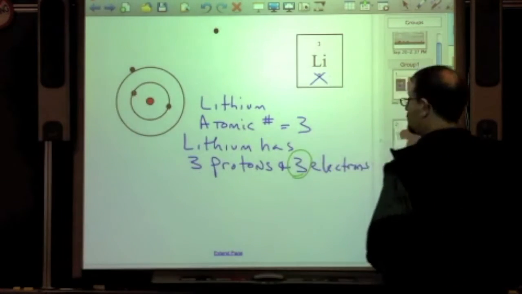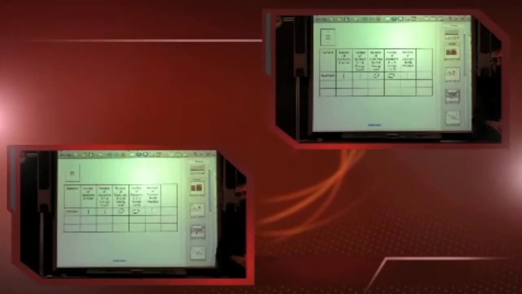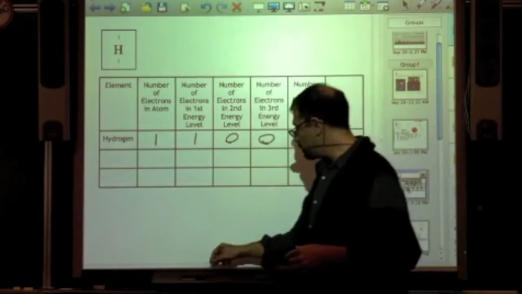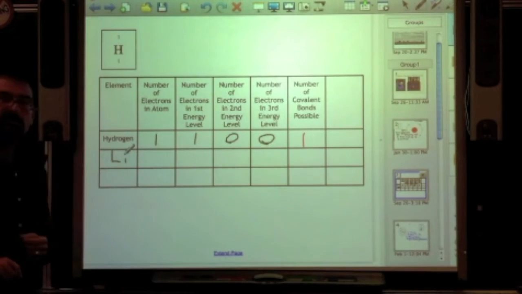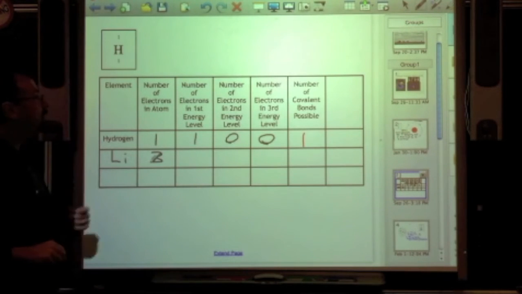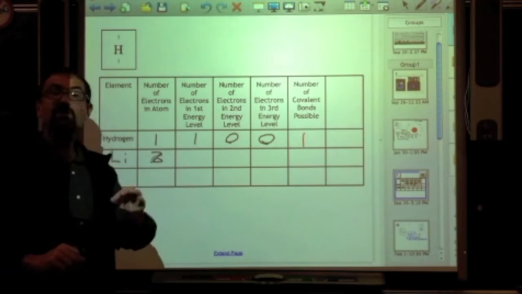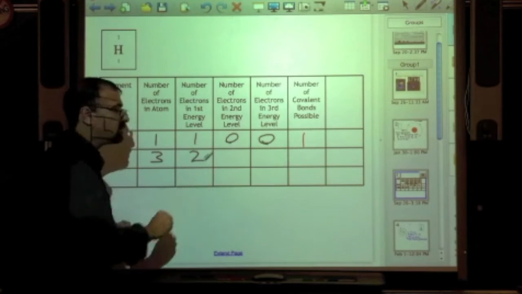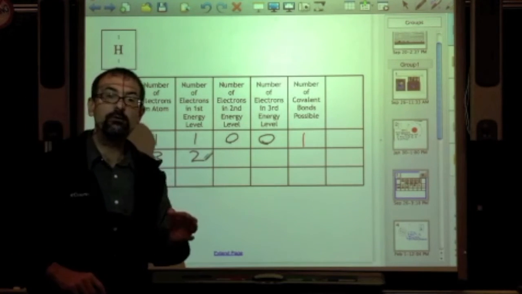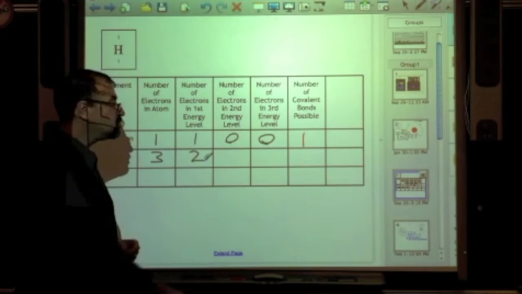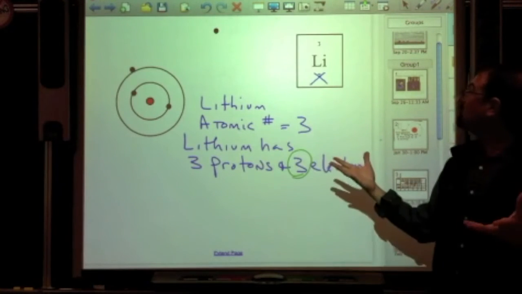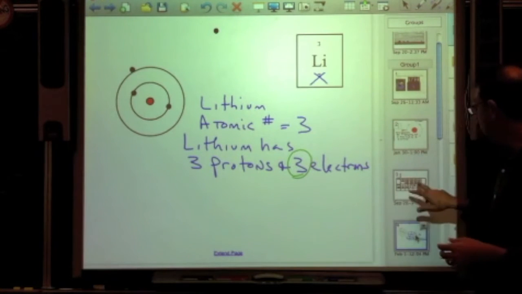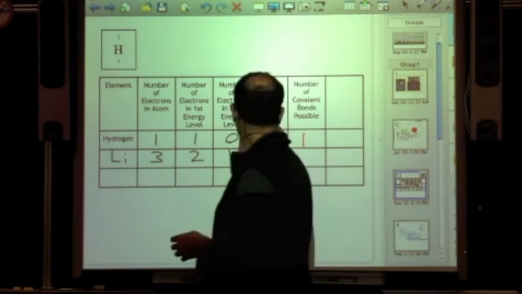Our next task is to complete the table for lithium. So if I were to do that, I could put the atomic symbol here, lithium, number of electrons, 3. Number of electrons in the first energy level, well, that holds a maximum of 2, and it's now full. How many electrons are on the next energy level? 1. Is there a 3rd energy shell? No, because lithium only has 3 electrons, and so we can place a 0 here.